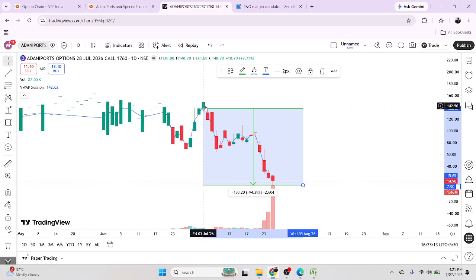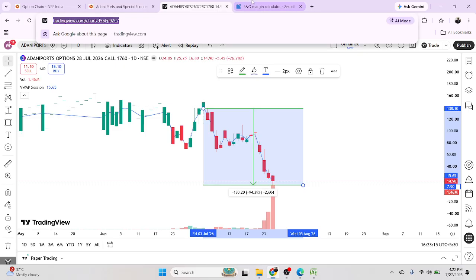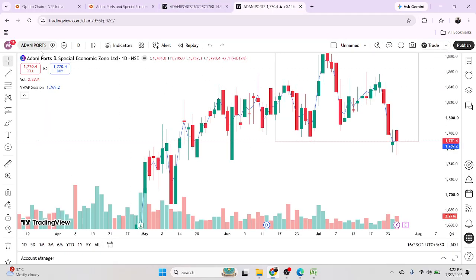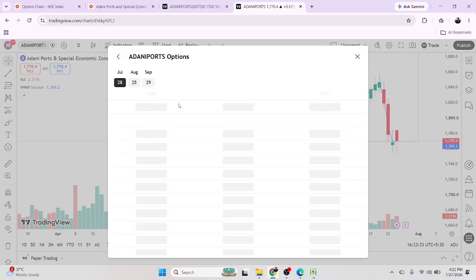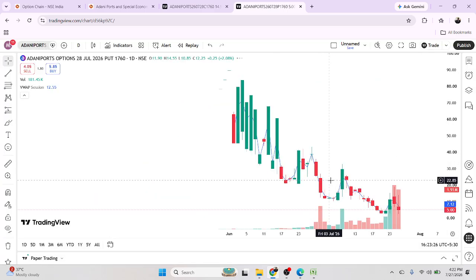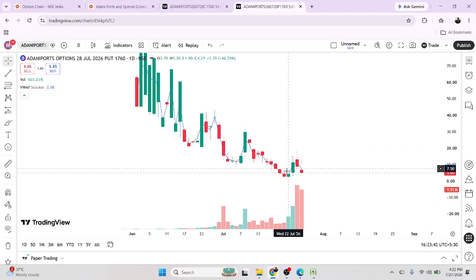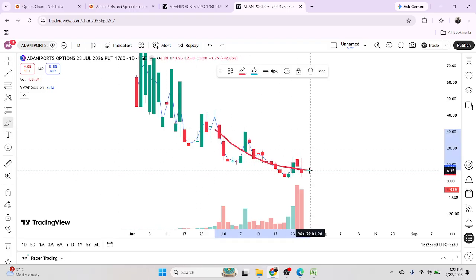Same thing if you apply for the put as well. If you see the data of put as well, so again I'm going to choose, and this time choosing the put. Now again on the 3rd of July, the value was 7 rupees. It increased up to 38 points, and now again it is around the same level.